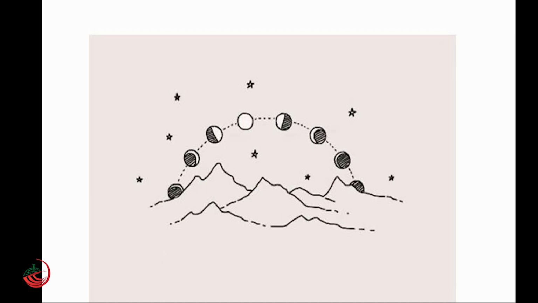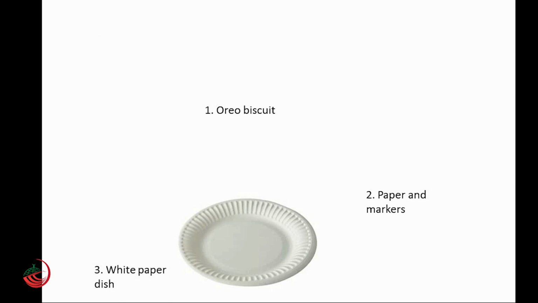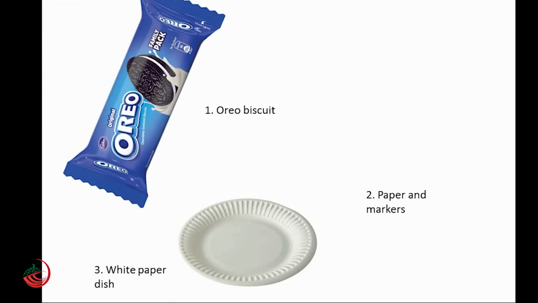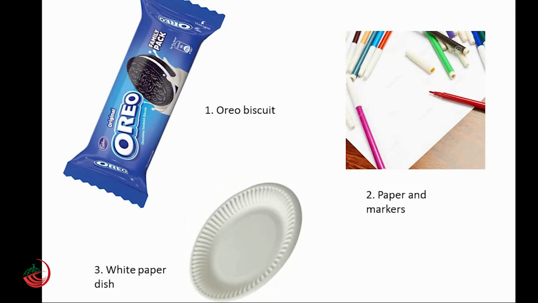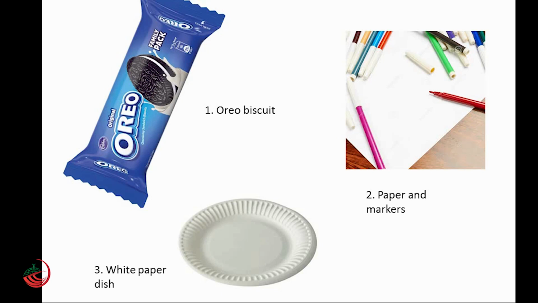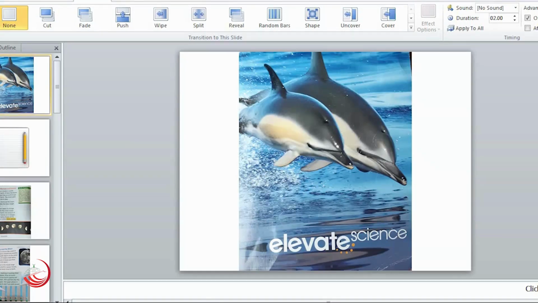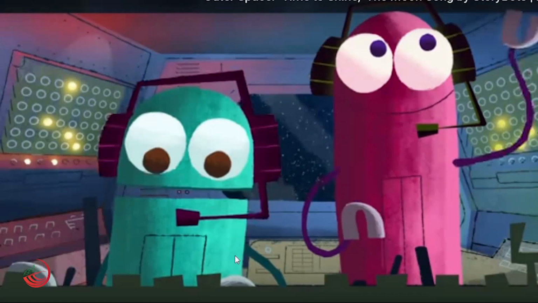So, Miss, what is a project? Okay, you will need one Oreo biscuit, paper and markers or crayons or colors or a pen, and white paper. We will do an activity tomorrow. I will take a video of it and we will do it together. Okay? So right now, let's watch the video that I told you about, and I know that you'll like it so much.